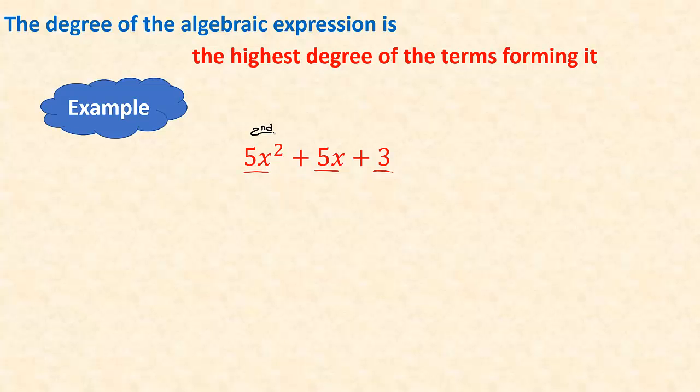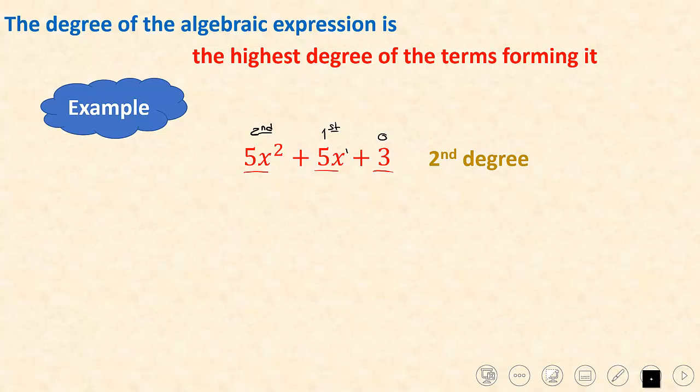Let's go now and see the second term, which is 5x. I have here one algebraic factor, which is x, and it's to the power of 1. So this term is of the first degree. And the last term, which is 3, is an absolute term, and we know that an absolute term is of 0 degree. To determine the degree of the whole algebraic expression, we see which term has the greatest degree. And here the first term is the greatest one, having the second degree. So the expression will have the second degree as well. So this algebraic expression is of the second degree.